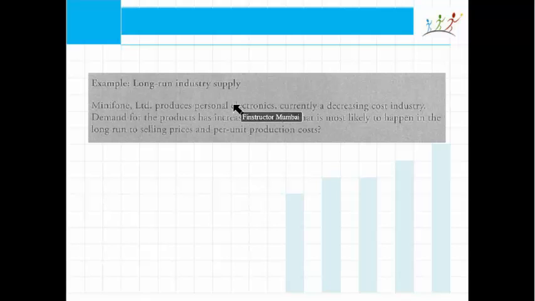Miniphone Limited produces personal electronics, currently a decreasing cost industry. Demand for the products has increased recently. What is most likely to happen in the long run to selling prices and per unit production costs? So we're asking in the long run. It's a decreasing cost industry. So in the long run, the per unit production costs will reduce.